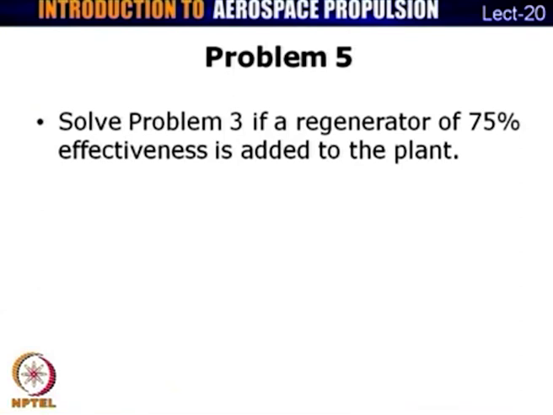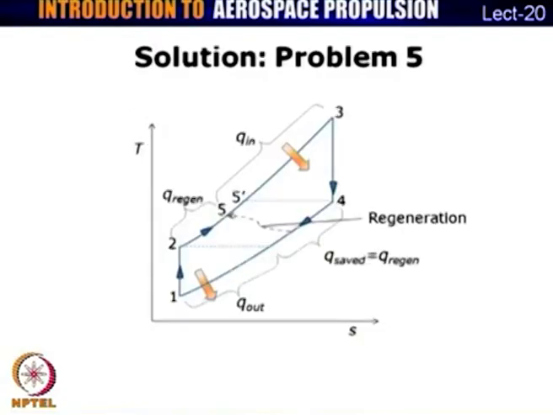Problem 5 is to solve problem 4 if a regenerator of 75% effectiveness is added to the plant. So, a Brayton cycle with regeneration is shown here. During the regeneration process, the amount of energy that needs to be added is this part, which is the regenerated part, and the heat input is reduced to this fraction, that is T3 minus T5, and so Q regenerated is basically the Q saved.